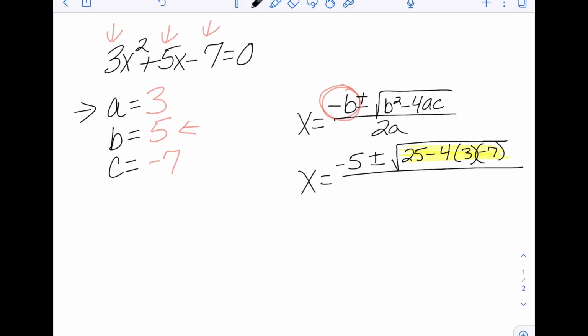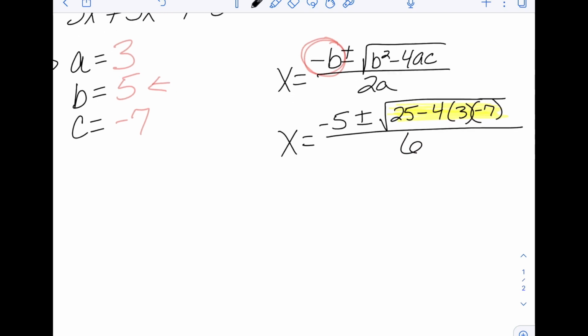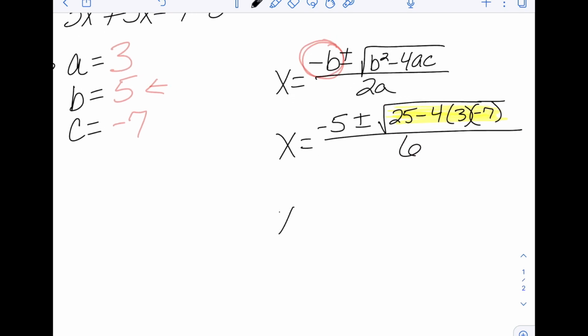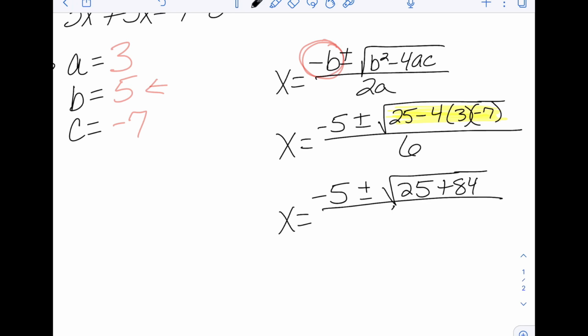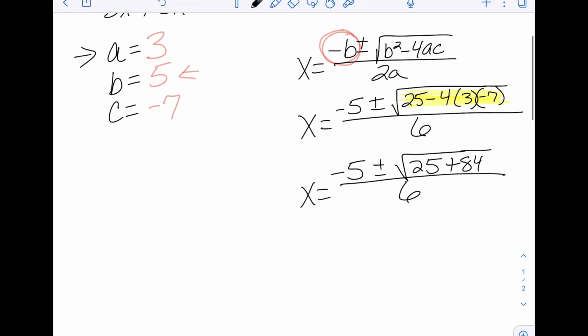2 times 3 is 6. We're going to keep working this problem out. So we have -5 plus or minus the square root. We're going to do 25. And then -4 times 3 times -7 is positive 84 over 6. We get x equals -5 plus or minus the square root of 109 divided by 6.